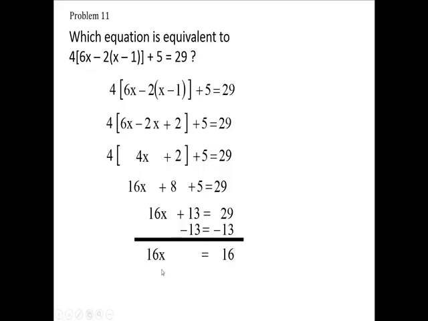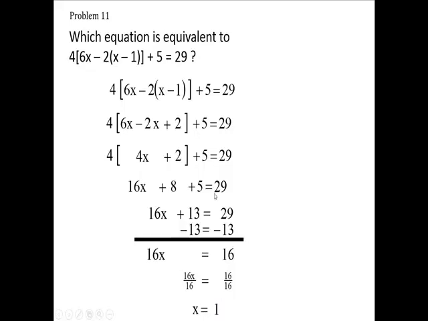So we're going to now get rid of the coefficient of the variable. The variable is x. The coefficient is this 16. We'll divide this by 16. And that equals, we'll take this and divide it by 16. So now you're getting x equals 1.